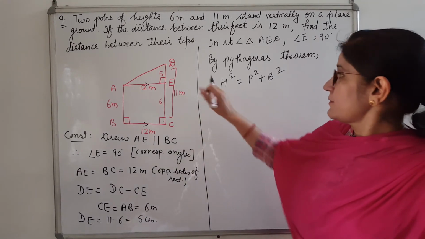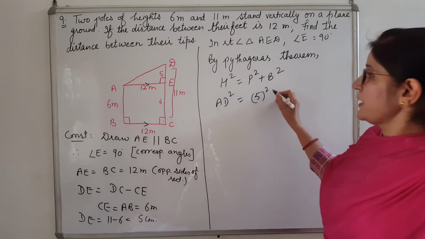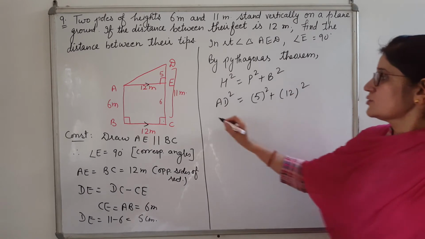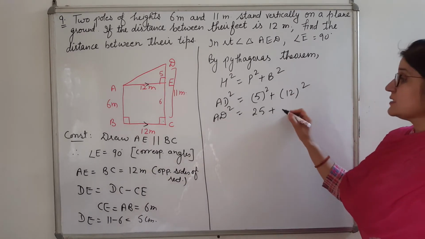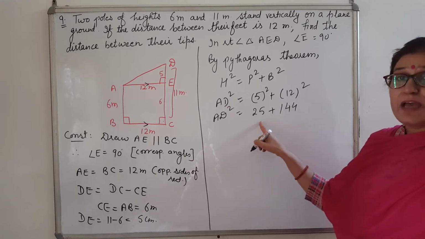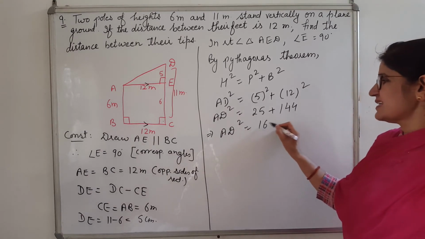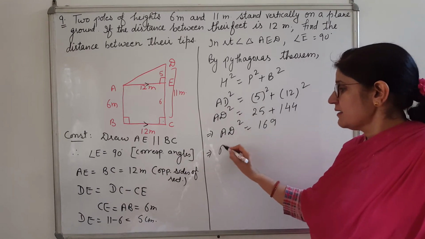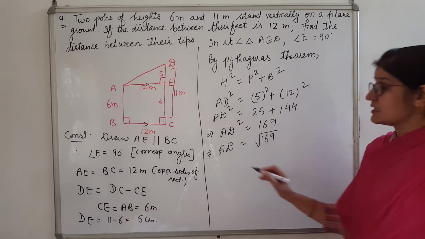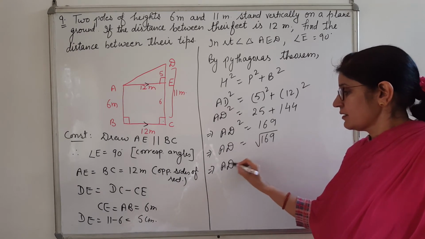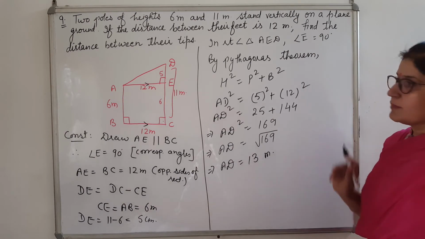What is h square here? AD square. P is 5, square; base 12, square. So AD square equals 25 plus square of 12, which is 144. Now we have to add it. So AD square equals 169. So what will be AD? Square root of 169. What is square root of 169? Yes, it is 13. It is given in meters, so it is in meter.